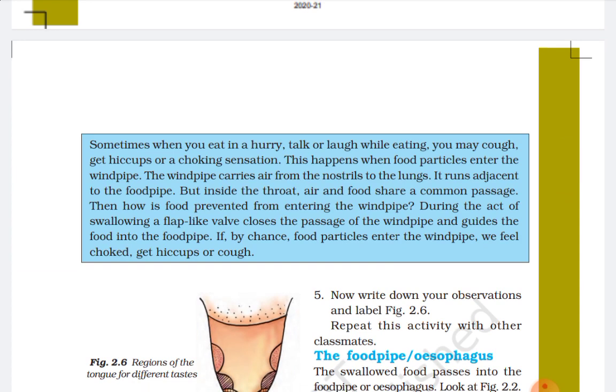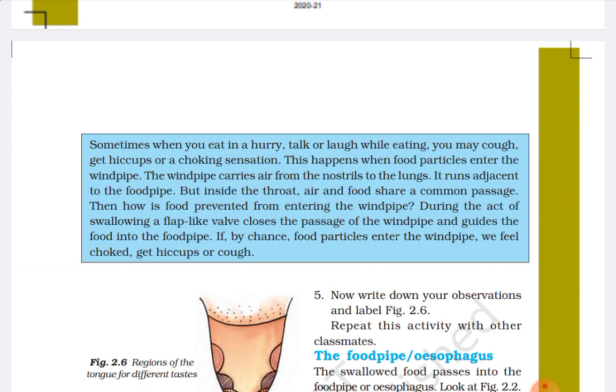But inside the throat, air and food share a common passage. Then, how is food prevented from entering the windpipe during the act of swallowing? A flap-like valve closes the passage of the windpipe and guides the food into the food pipe. If by chance food particles enter the windpipe, we feel choked, get hiccups, or cough. And you know what the flap-like structure is called? The flap-like structure is called the epiglottis.